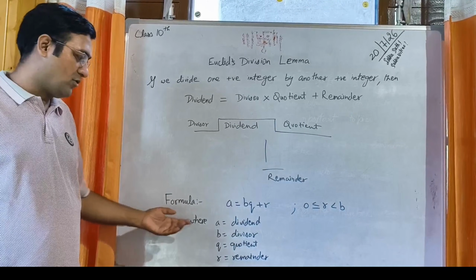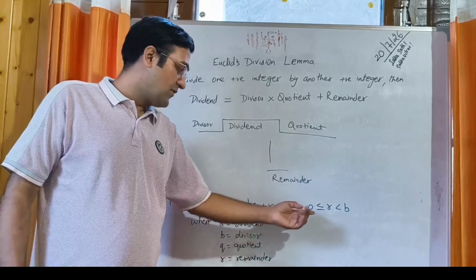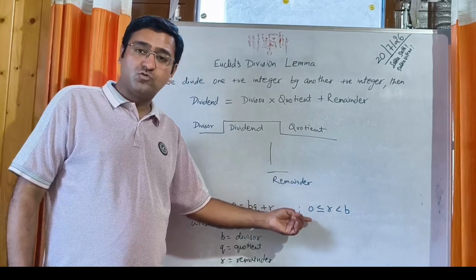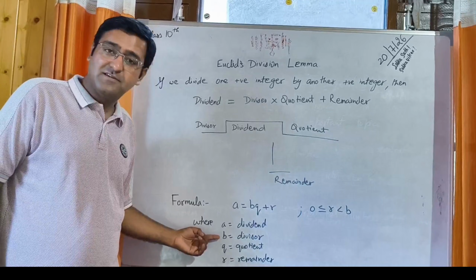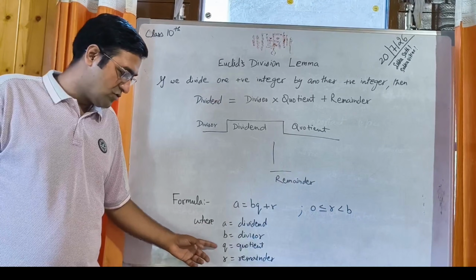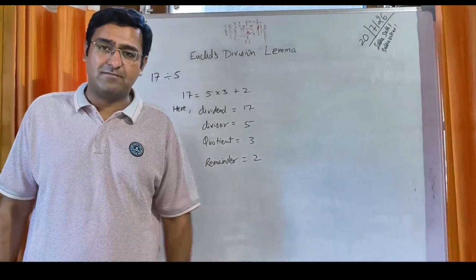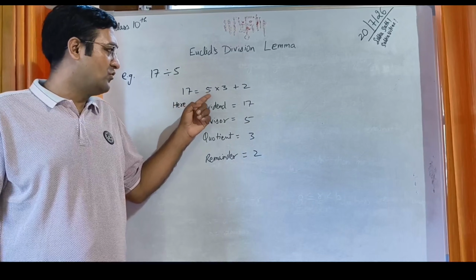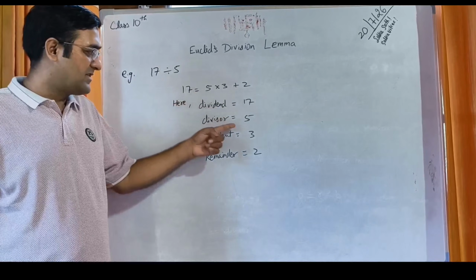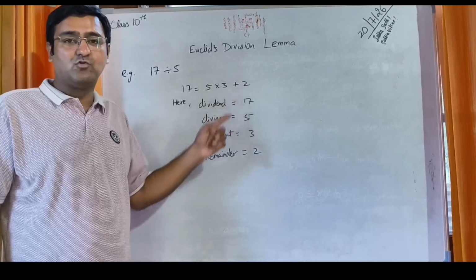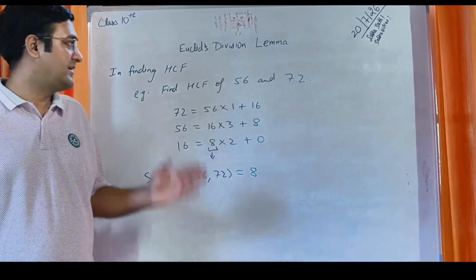The formula given by Euclid was A = BQ + R, where R, which is our remainder, is always equal to or greater than 0, but always less than B, which is the divisor. So B is divisor, A is dividend, Q is quotient, and R is remainder. For example, if we are dividing 17 by 5, we can write it as 17 = 5 × 3 + 2. So here 17 is our dividend, 5 is our divisor, 3 is our quotient, and 2 is our remainder. The application of this Euclid division lemma is in finding HCF.